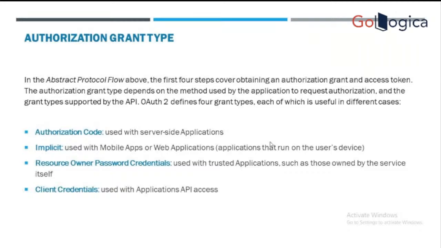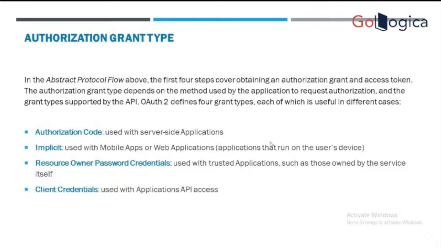So there is the authorization code flow grant type. There is the implicit grant type, and resource owner password credential, which we call the ROPC grant type. And there is the client credential grant type. So what exactly happens in each grant type?